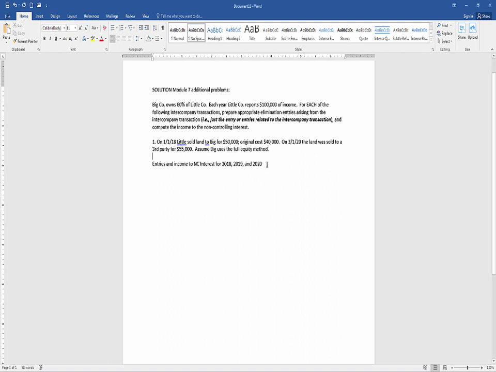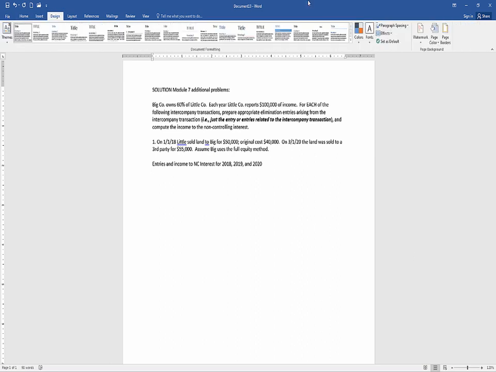Okay, so for the first of these, we have on January 1st, 18, little company sells land to big for $50,000. It originally cost $40,000. A couple years later, on 3/1/20, the land was sold to a third party for $55,000. And we're going to assume that big uses the full equity method.